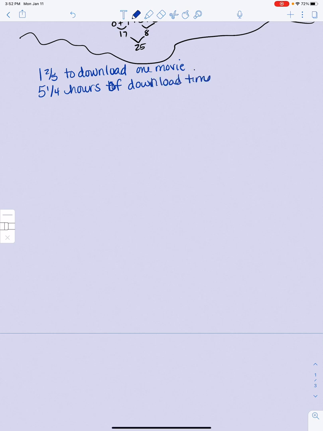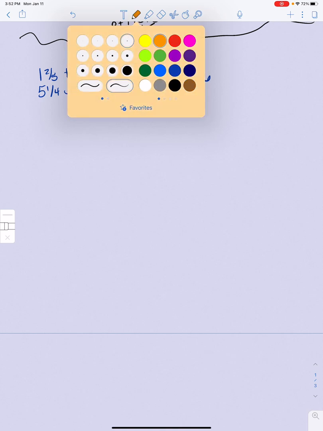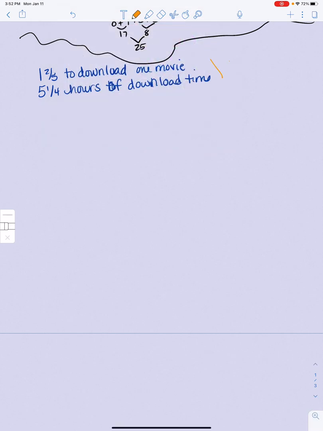Well, those fractions might make you a little confused. So let's just pretend, and I'm going to change the color to maybe orange. Let's pretend that it takes 2 hours to download a movie, but I had 6 hours of download time. How would I solve that? Well, I would say 6 divided by 2, that would be 3 movies downloaded. So when it starts asking you questions as to what you were thinking, personally, the fractions I wanted to ignore for a little while just to make sure that I'm on the right track.